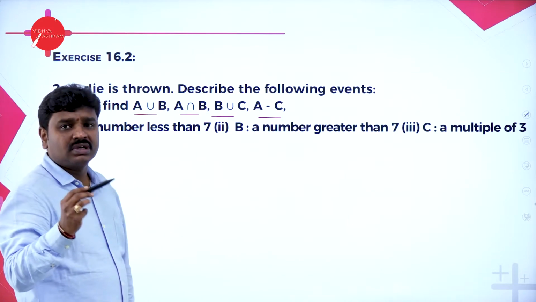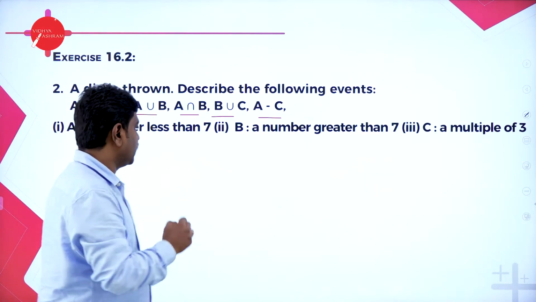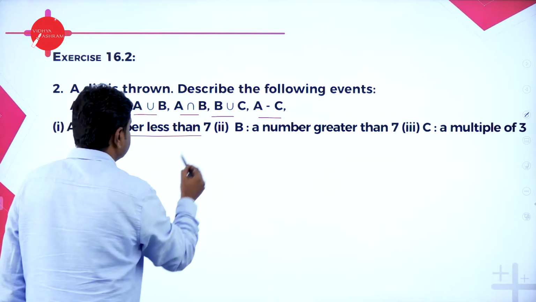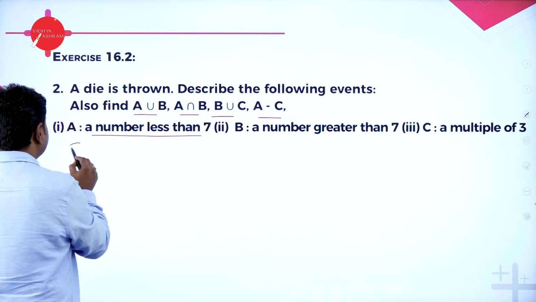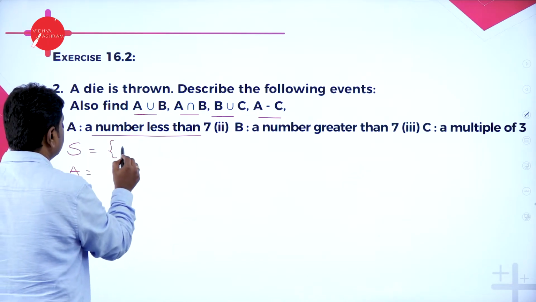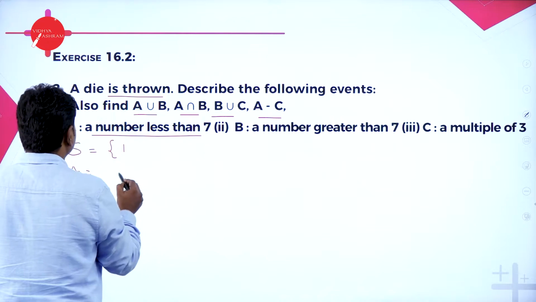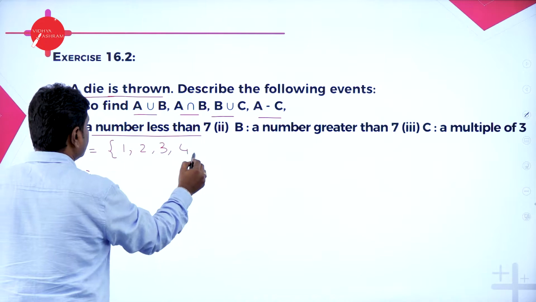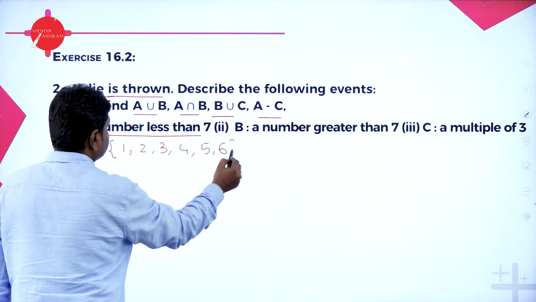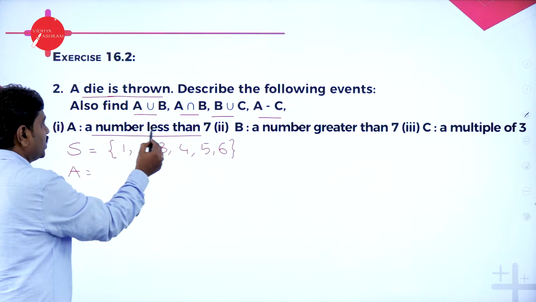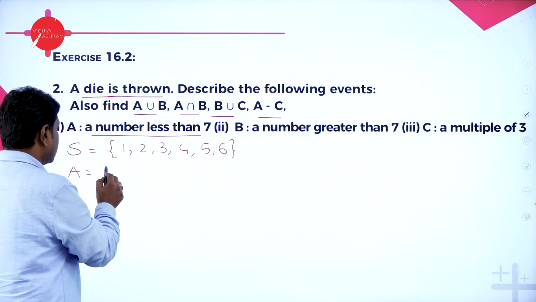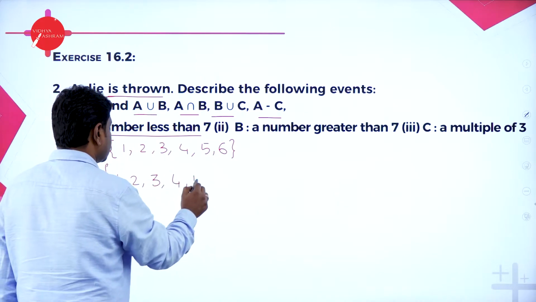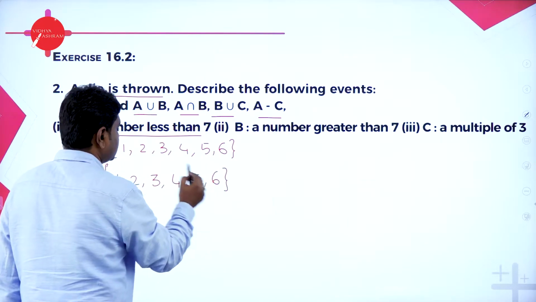So dear students, first let us describe the events. So first one, event A. Event A is what? Number less than 7. So when you roll a die, what are the possible outputs? Sample space of the experiment throwing a die is 1, 2, 3, 4, 5, 6. So you'll get 6 elements. And A is number less than 7. So what are the numbers less than 7 in this? 1, 2, 3, 4, 5, 6. These are the numbers less than 7.